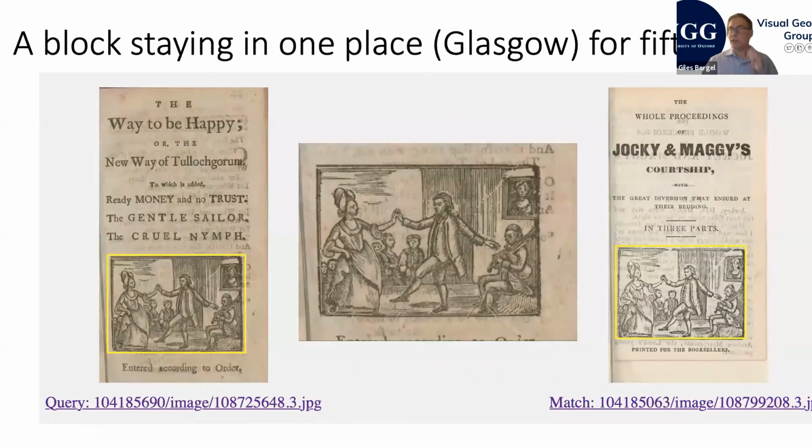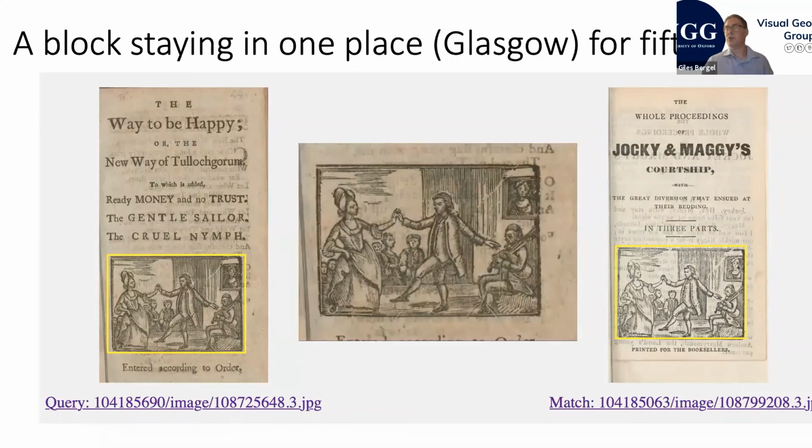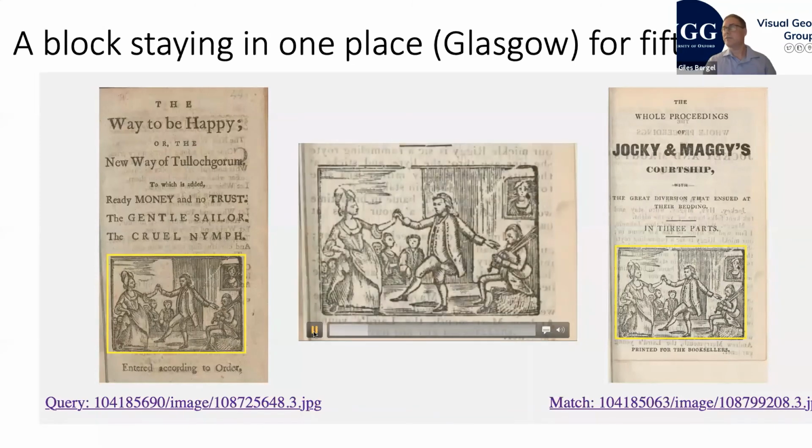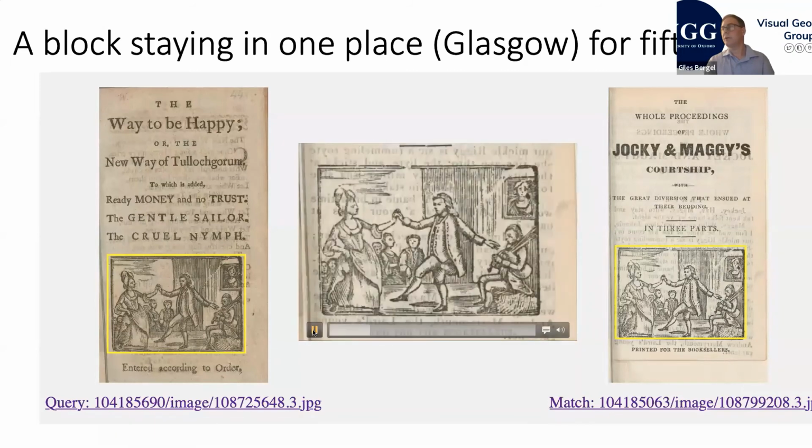Okay, so here's a particularly interesting example, a block staying in one place for over 50 years. You can see from the typography in the paper, this one on the right is considerably more modern than this one on the left, but the block remains. And so again, it's a nice registration. I can see from the crack, and these areas of damage are quite useful for verifying whether they're the same block or not. And it's really in quite good condition after a long period of time.